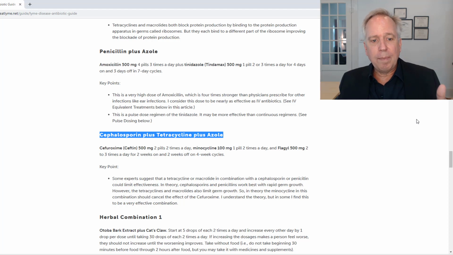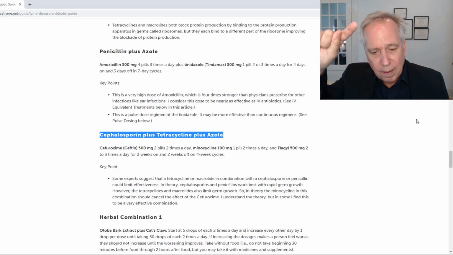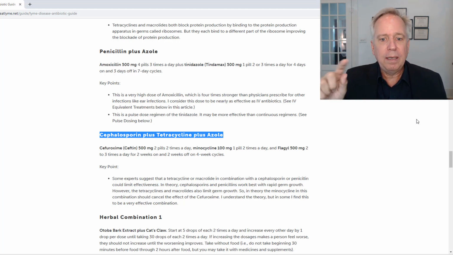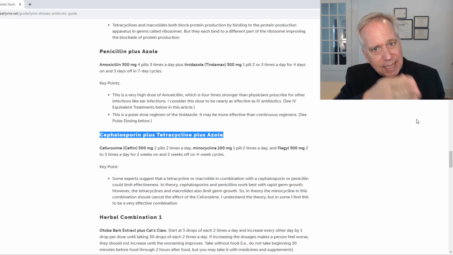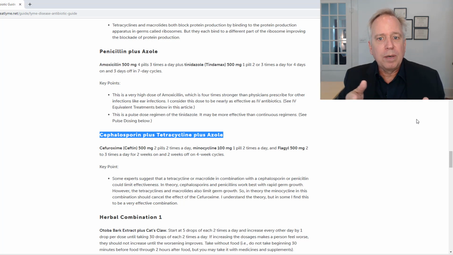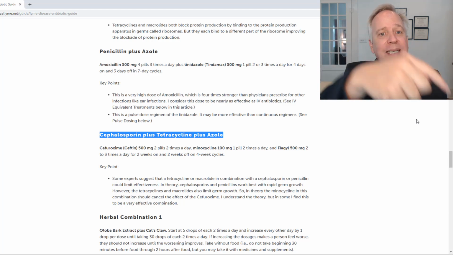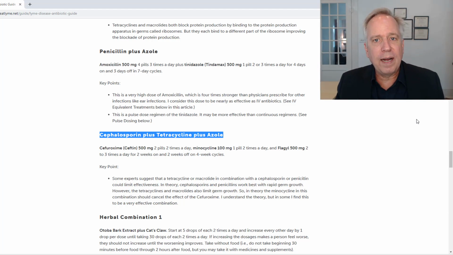Again, this 3-drug combination, the cefuroxime or Ceftin, is your cephalosporin. It is working on the cell covering of the spirochete. The minocycline, your tetracycline, is getting on the inside of the spirochete to block protein production, and it gets at Lyme living inside of cells. And then the Flagyl is your anti-cyst agent, okay?